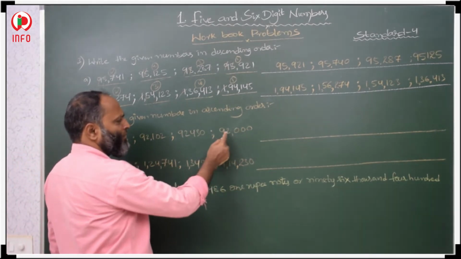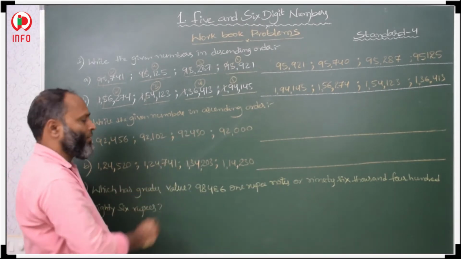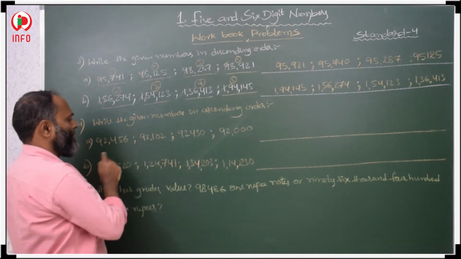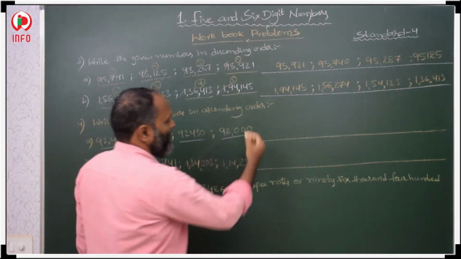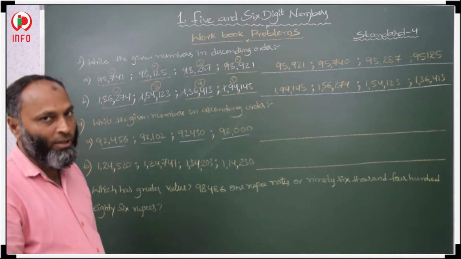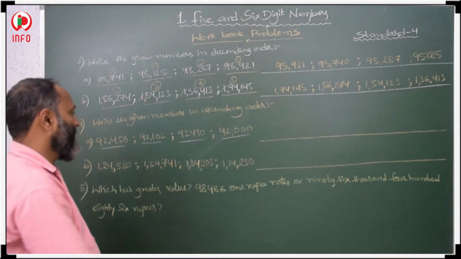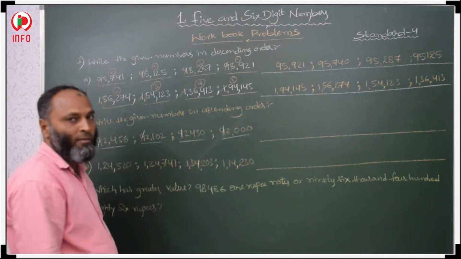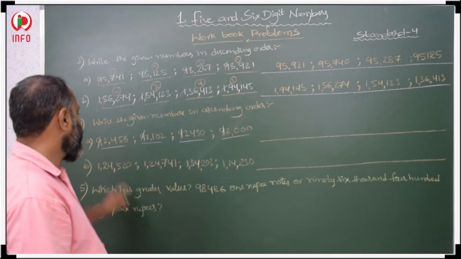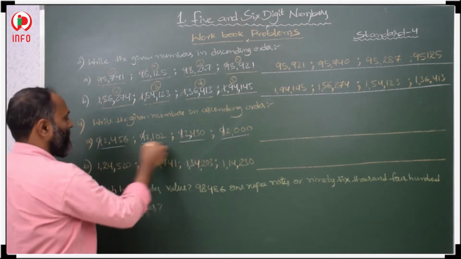1, 2, 3, 4, 5. In these 5 numerals, the number of digits is 5 in each. Now we compare from the ten-thousands place to the ones place. In the ten-thousands place 9, 9, 9, 9. All are equal. In the thousands place 2, 2, 2, 2. The thousands place is also equal.